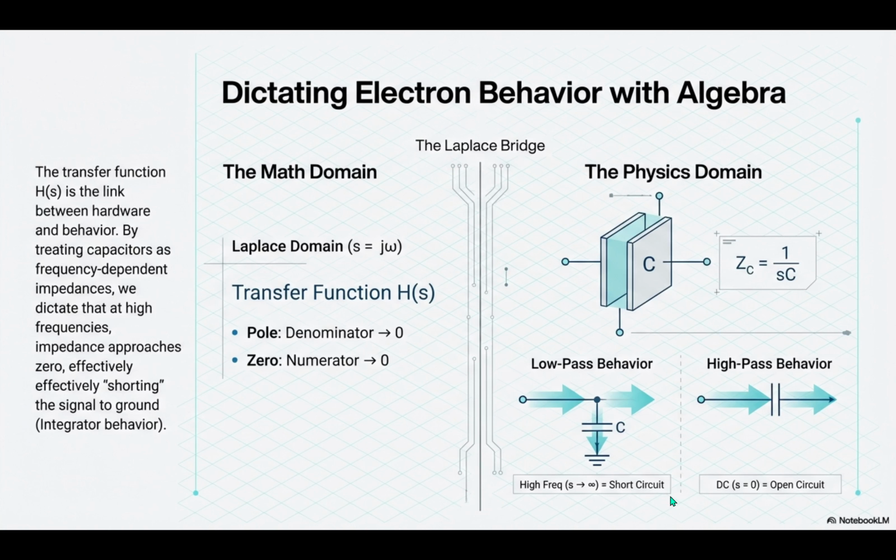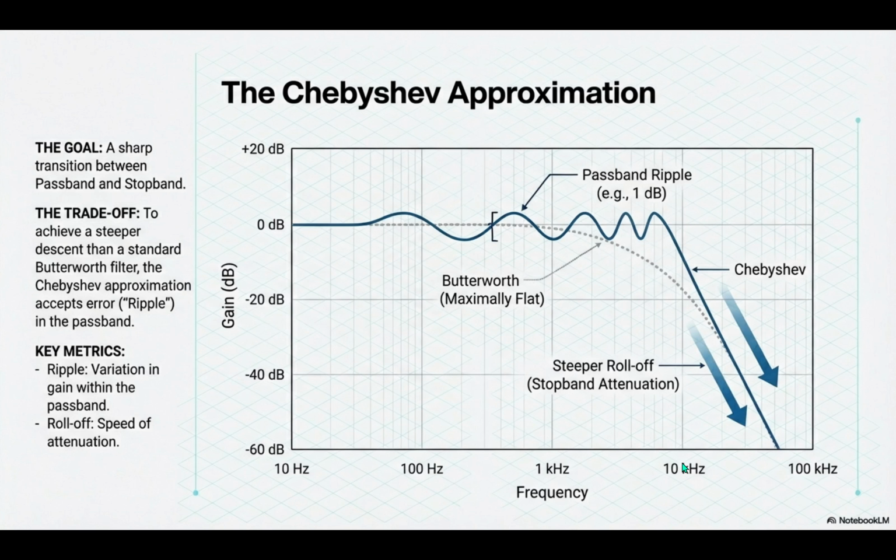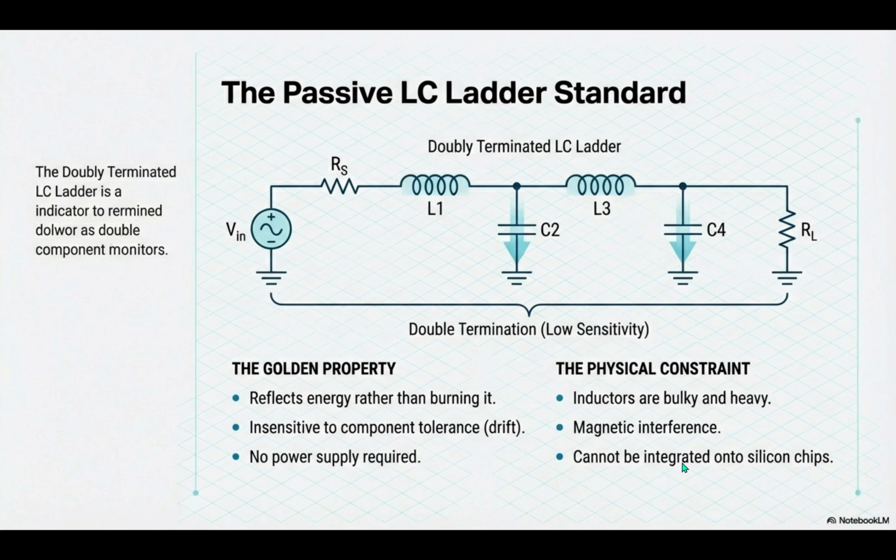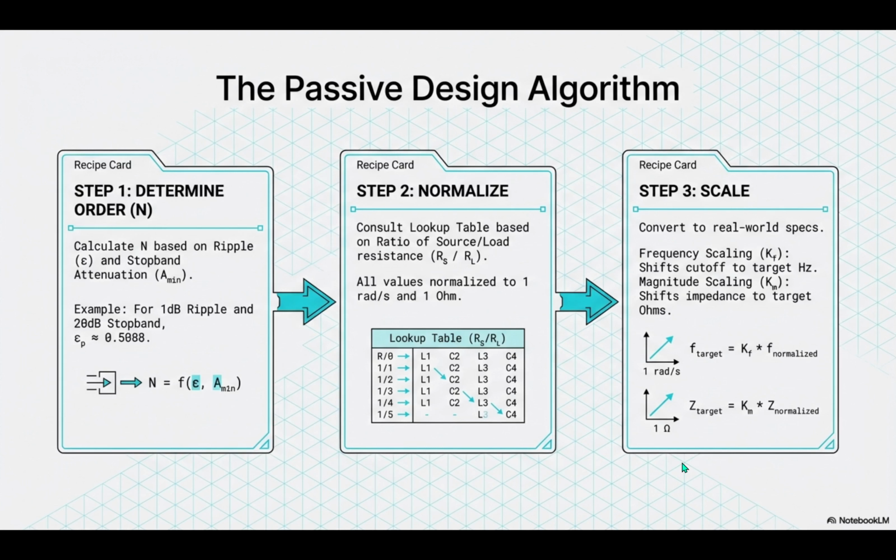Yep. DC is 0 frequency, so s is 0. 1 divided by 0 is infinity. The capacitor becomes an infinitely high wall. Nothing gets through. We're literally building a physical machine that solves that equation in real time.